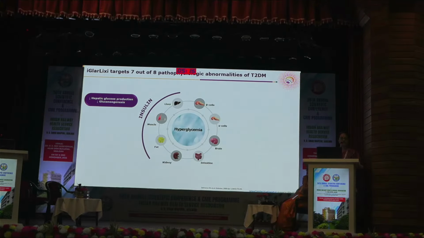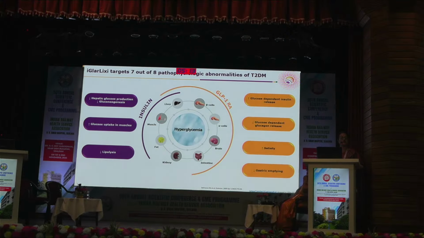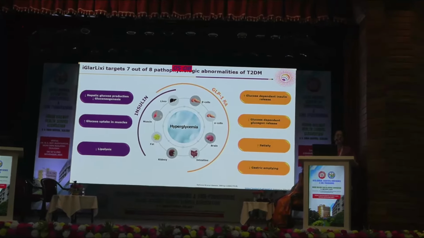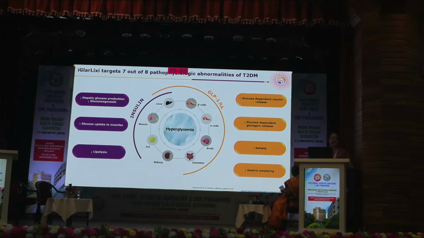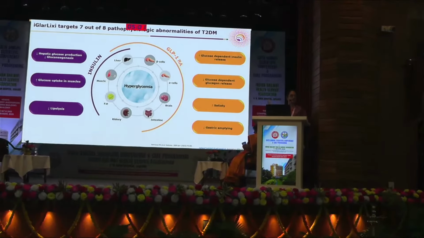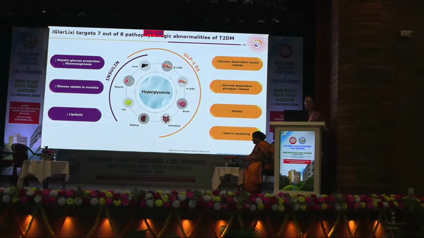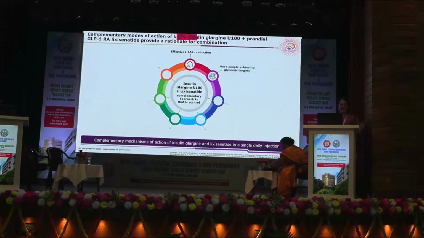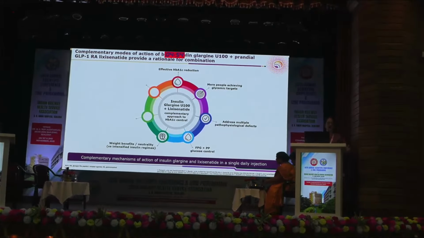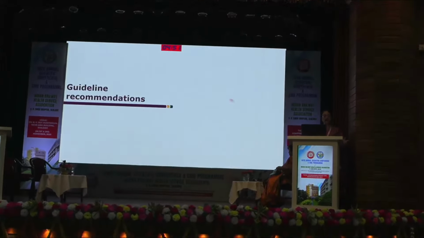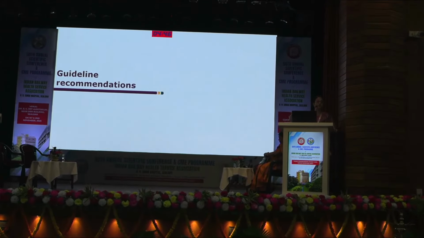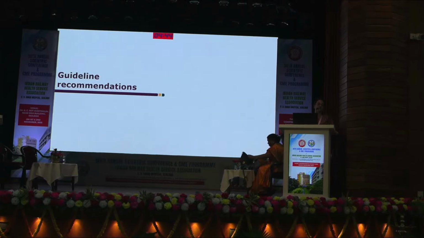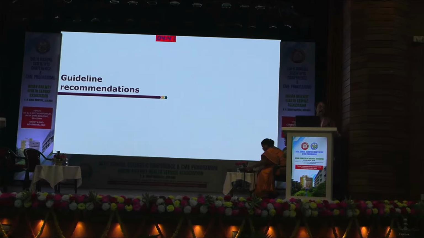So if I look into the ominous octet, 7 out of the 8 are being addressed by a single drug, that is an insulin and a GLP-1 receptor agonist. The only thing left out is the action of the SGLT2 inhibitor, which acts on the kidneys. So it's an effective glycemic control with these two used together, with a lesser amount of side effects than when used as monotherapy, and a huge amount of glycemic benefit, and the macrovascular and microvascular complications are also reduced and delayed.